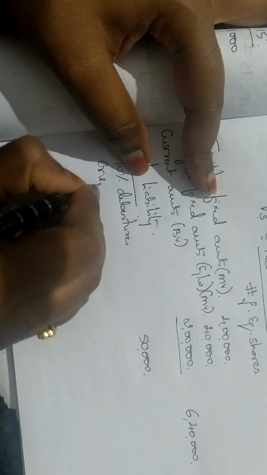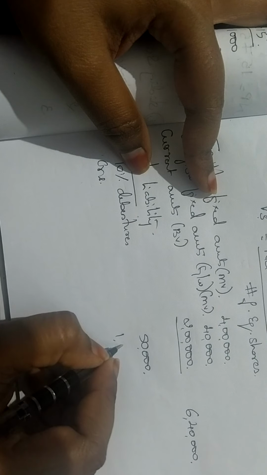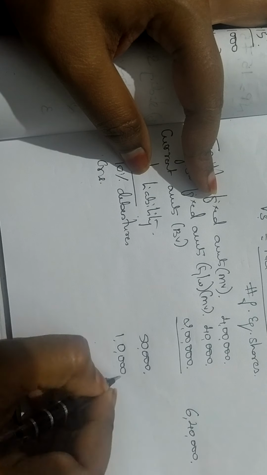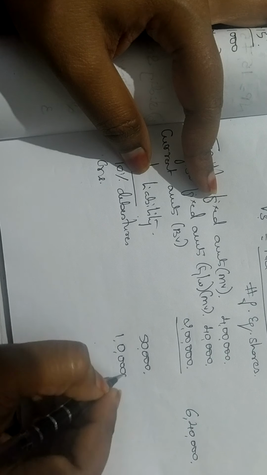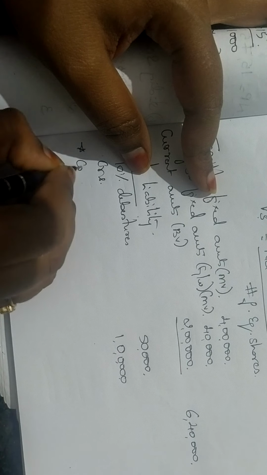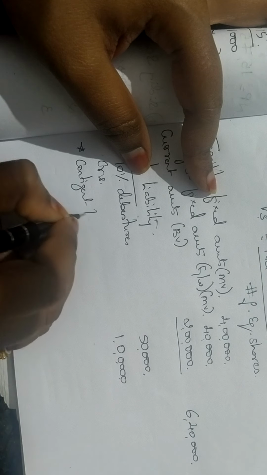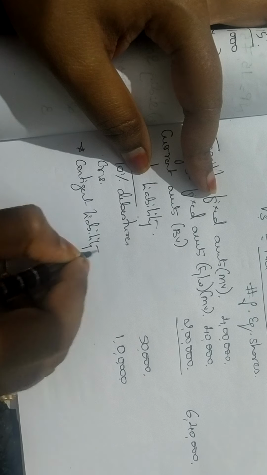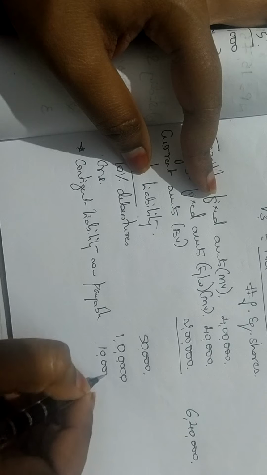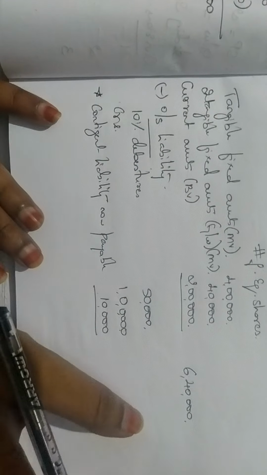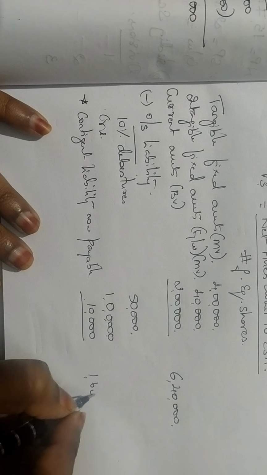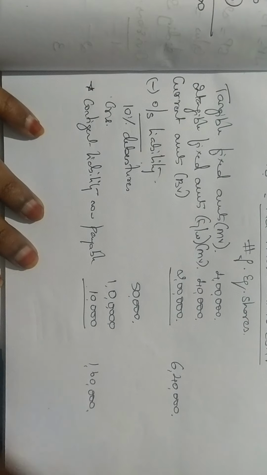Then creditors given is 1 lakh. Okay. There is one more item given in the adjustment, that is your contingent liability, which is now payable. Contingent liability now payable is 10,000. So 50 plus 1 lakh plus 10,000 will give me a total of 1,60,000 as my outside liability.